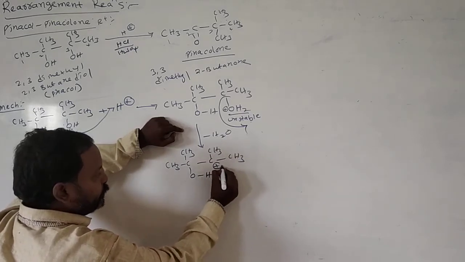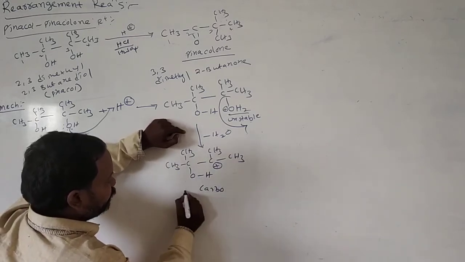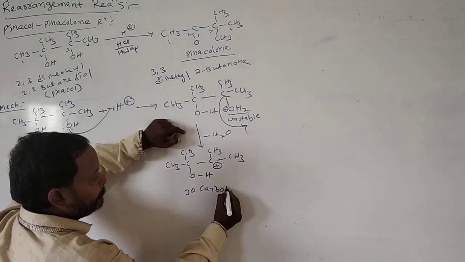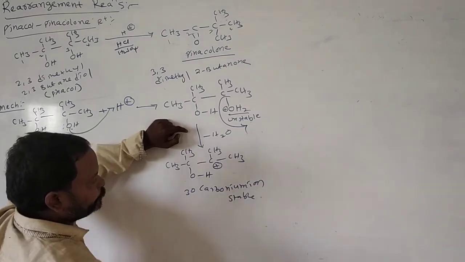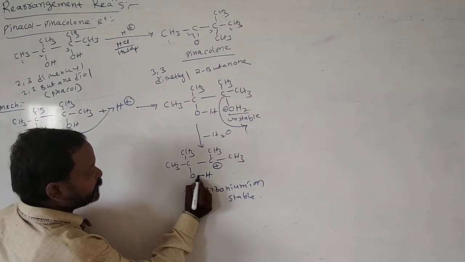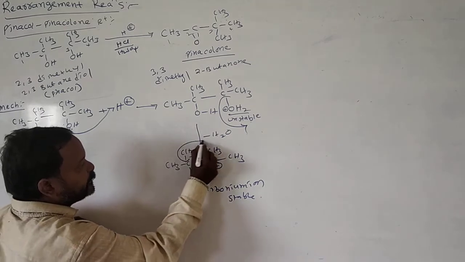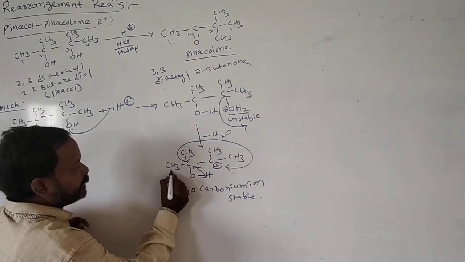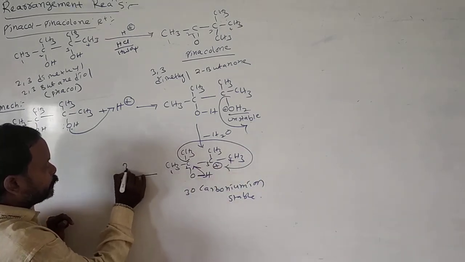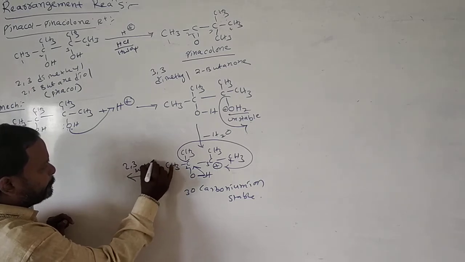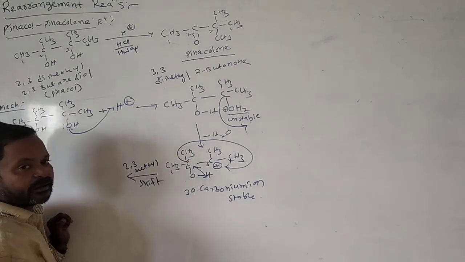Then we get CH3 with a positive charge. It's a carbonium ion. Which carbonium ion? A tertiary carbonium ion. Then the electron of the oxygen-hydrogen bond transfers towards carbon, and the methyl group shifts to here. This is from the second carbon to the third carbon, a 2-3 methyl shift. Rearrangement. Yes? Methyl rearrangement is observed.